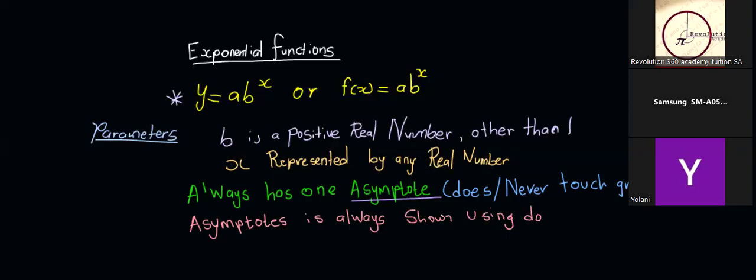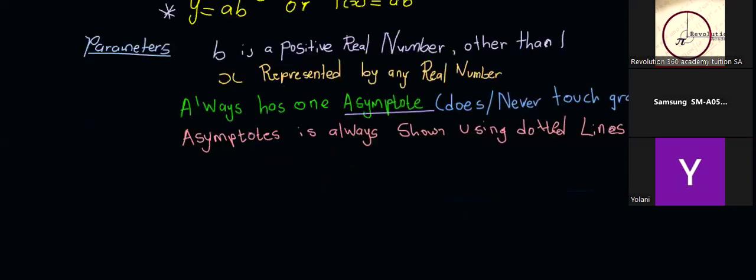Sorry for my handwriting. Using dotted lines. So what do I mean by this? Now let me show you an example. I'm just going to draw a rough sketch of a graph, but I'm going to show you the good procedure that will help you know how to draw an exponential function.